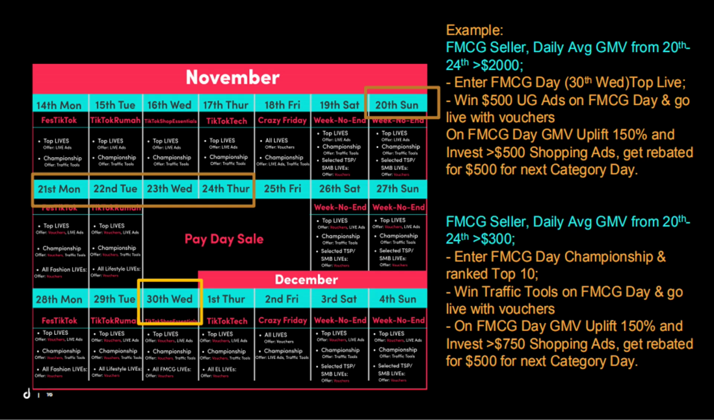So here are just a brief note to add on. As long as you are an FMCG seller, your products are FMCG products, and you go live on FMCG day, even though you are not eligible for either the championship or top live, you can still get the vouchers anyways. The category vouchers are open to all sellers.